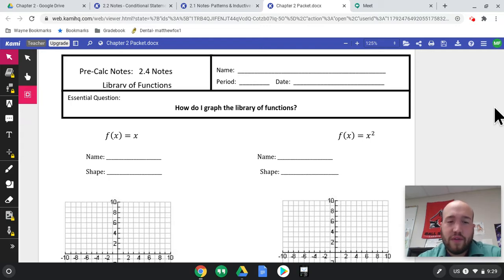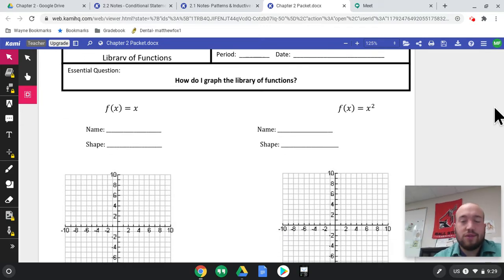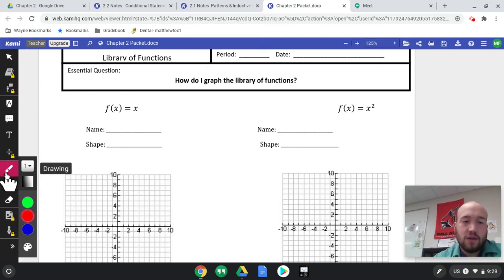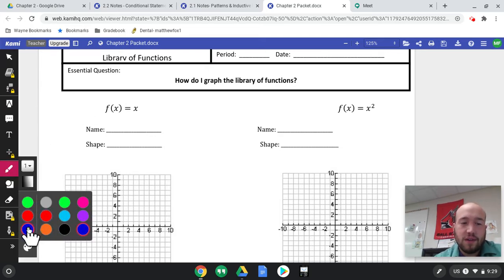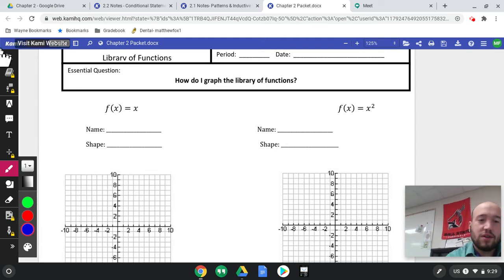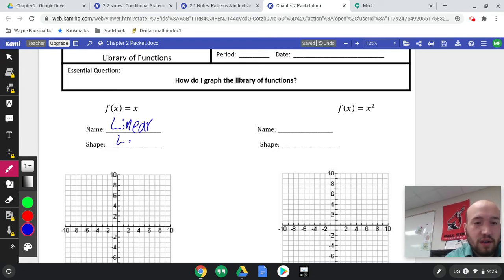If we look here, our first one, f of x equals x. Remember, f of x is the same as y equals x. It's just the function with respect to x, a different way of writing that. So f of x equals x, and the name of this function is going to be linear. It's simply just a line.